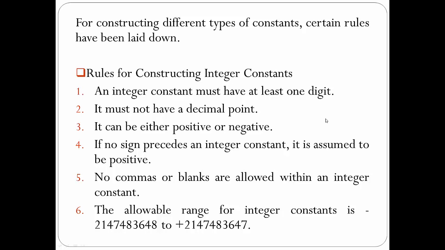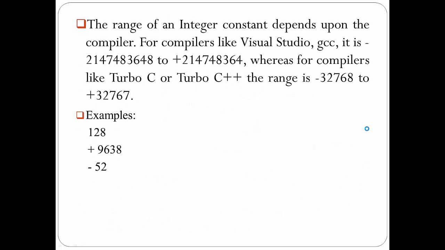It can be either positive or negative. If no sign precedes an integer constant, it is assumed to be positive. No commas or blanks are allowed within an integer constant. And here is the allowable range for integer constants. Now this range purely depends upon which compiler we are using. We've got various categories of compilers.